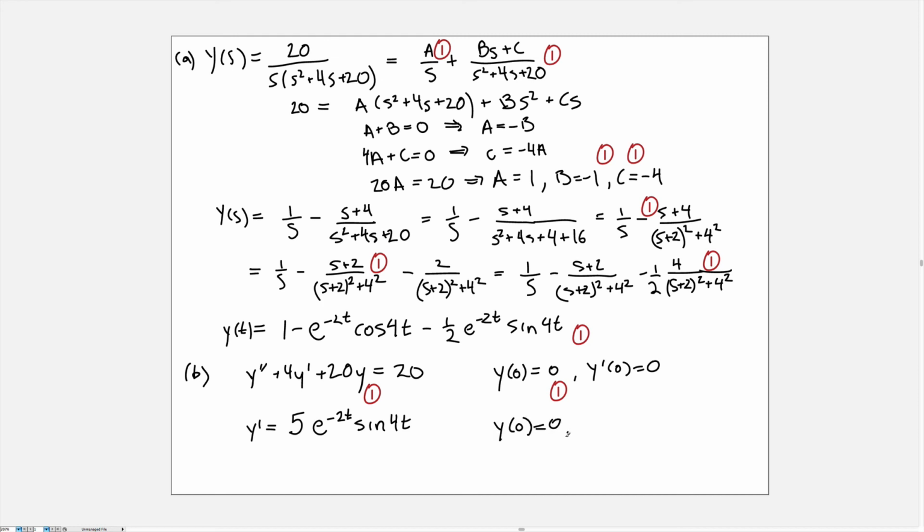And there's a third one using y triple prime, and I'll let you think about that one and see if you can figure it out.